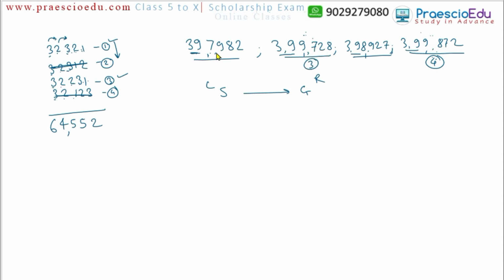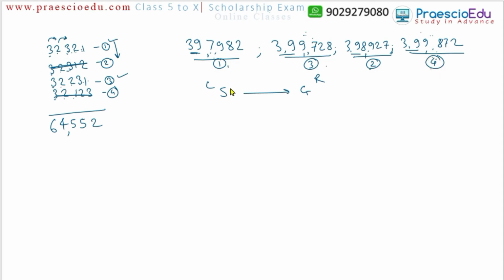Now for the smaller ones, number 1 and number 2, we will search. This one is 7 and here is 8. So this is the smaller one. So this is number 1 and this is number 2. So 1, 2, 3, 4. This is our ascending order.